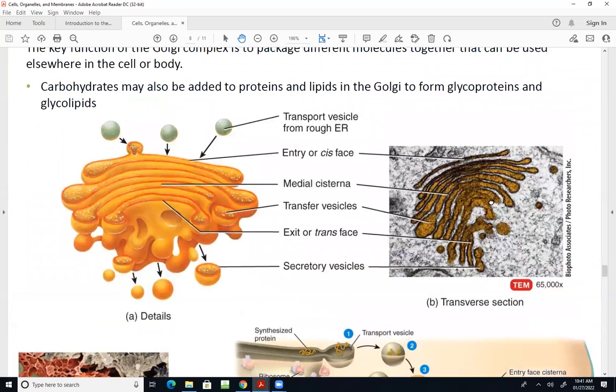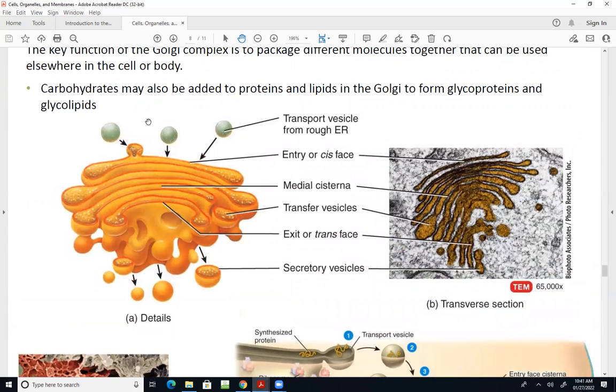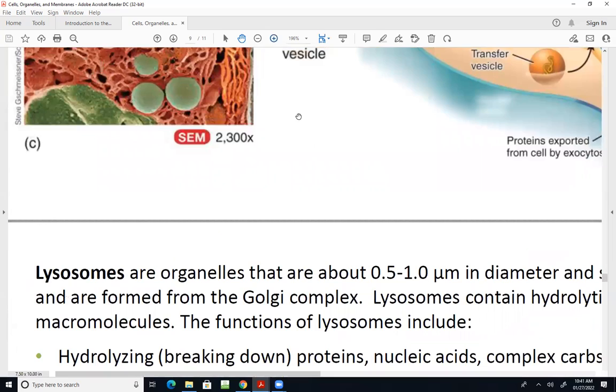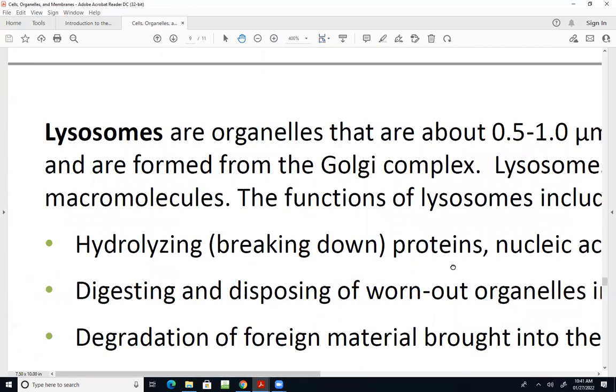Another real deal view of it. But this is actually the only one I really want you to know. Not my favorite picture, but go ahead and highlight it in case I do decide to put it on the exam. All right, let's talk about lysosomes and a couple other organelles.